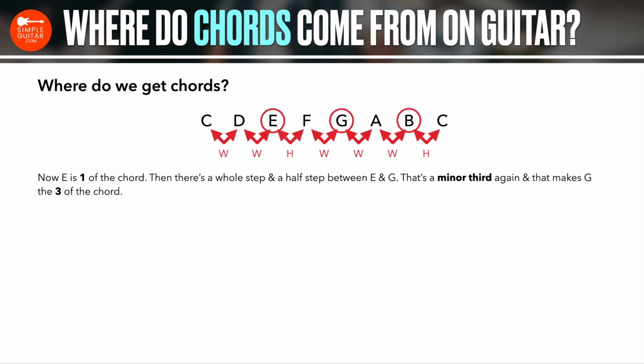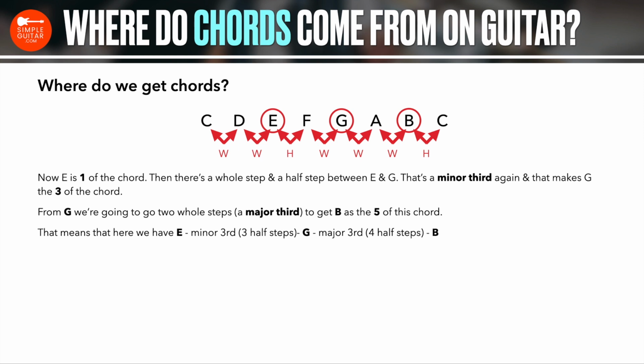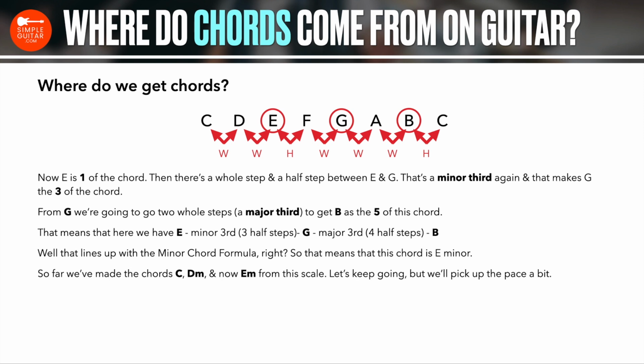So now E is the 1 of the chord. Then there's a whole step and half step between E and G. So that's a minor third again, and that makes G the 3 of the chord. From G, we go up 2 whole steps, which is a major third, to get B as the 5 of the chord. So we have E, and then we go up a minor third or 3 half steps to G, and then a major third or 4 half steps to B. Well, that lines up with the minor chord formula, right? So that means this chord is E minor. So far, we've made the chords C major, D minor, and now E minor from this scale.